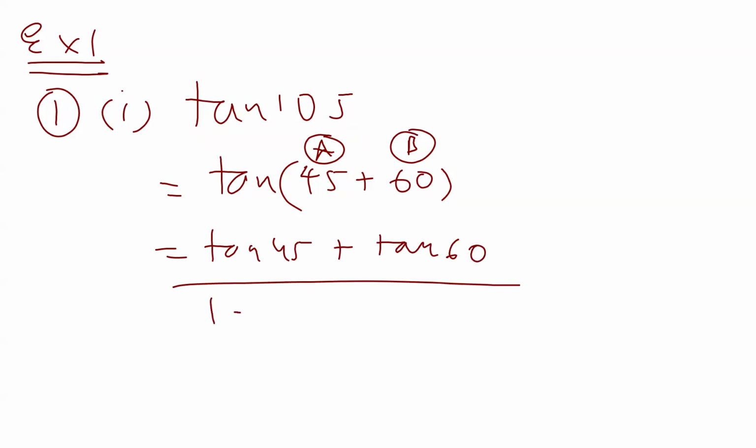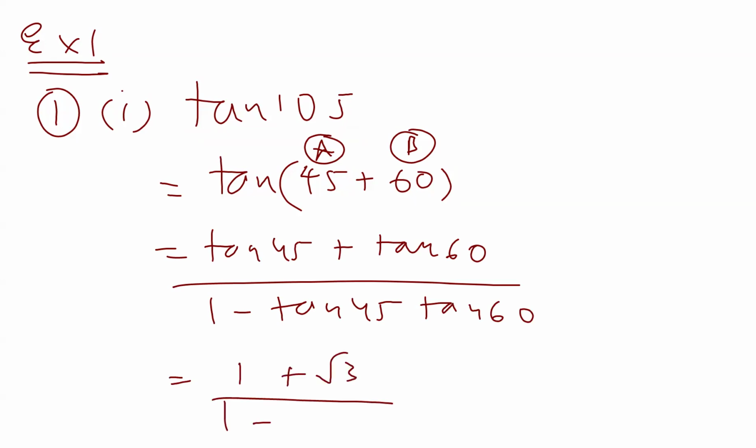Tan A plus tan B upon 1 minus tan A tan B. That formula I've used. And tan 45 is 1 and tan 60 is root 3. So this is how you calculate. You can rationalize this further.